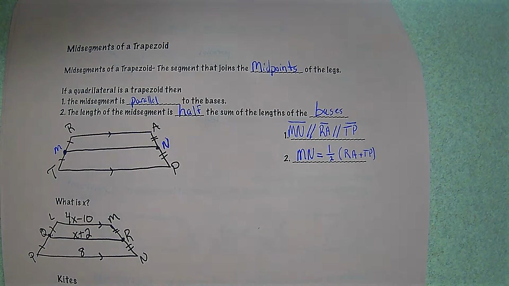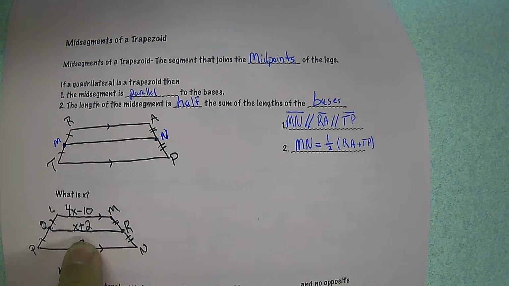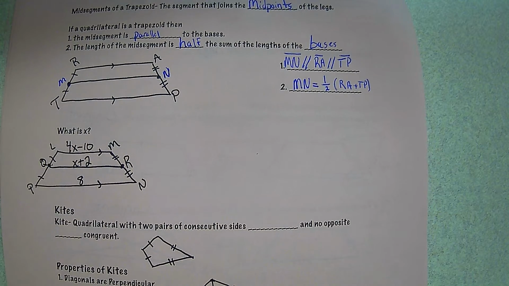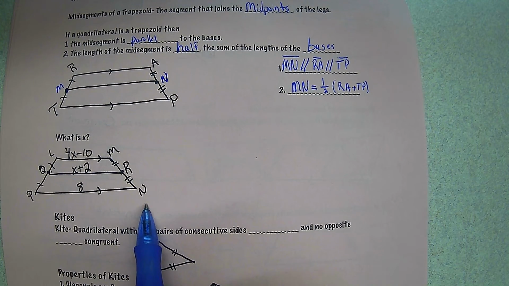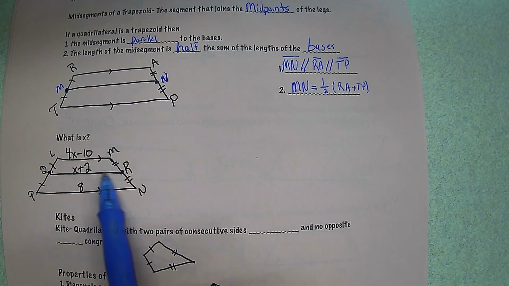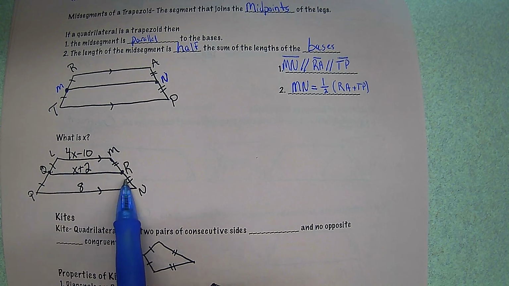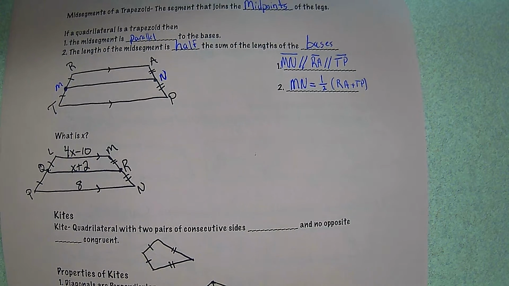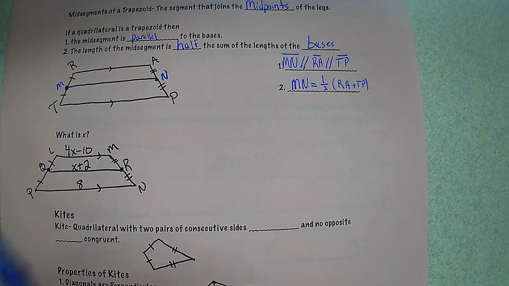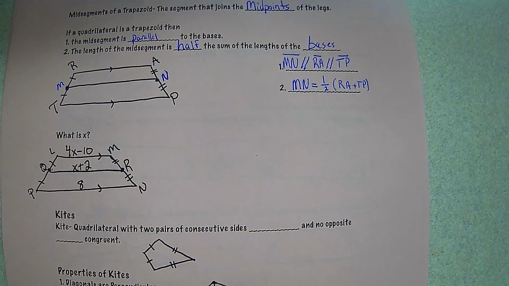And we're going to do a problem to kind of show what that looks like right here. So we want to find the value of x. We have an isosceles trapezoid. We have QR, which is going to be our midsegment, and we have bases LM and PN.